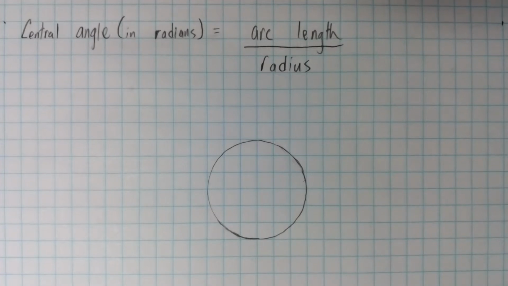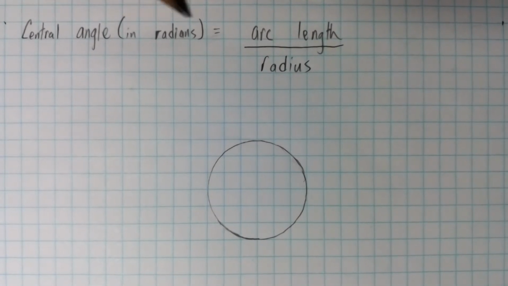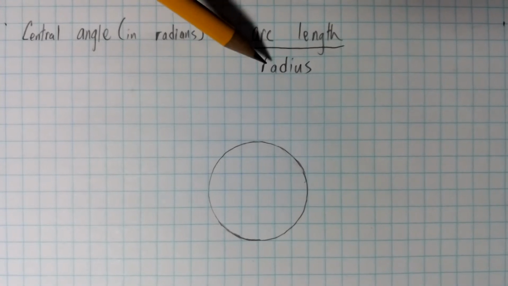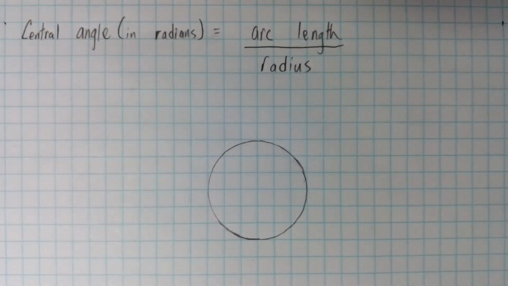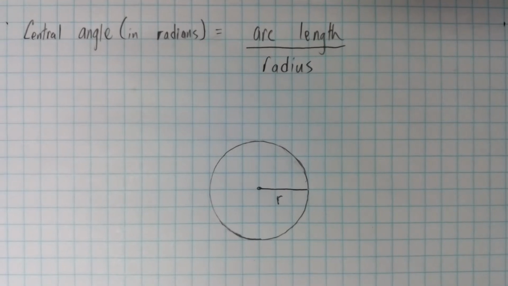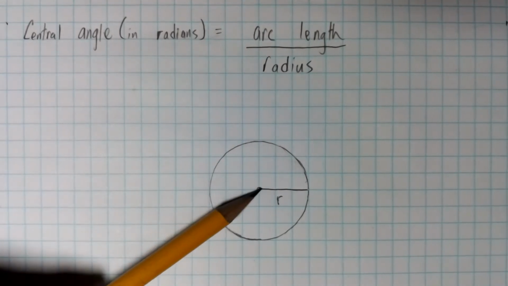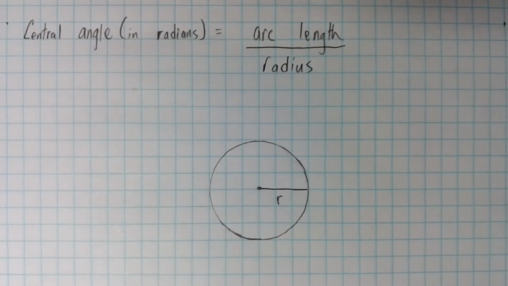Alright class, we're going to talk about the equation of a central angle equating to an arc length being divided by the radius of a circle. We'll start by defining the radius. The radius is the distance from the point in the center of the circle out to an edge. Whatever distance that is, that's the radius.